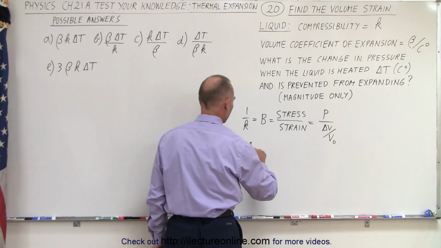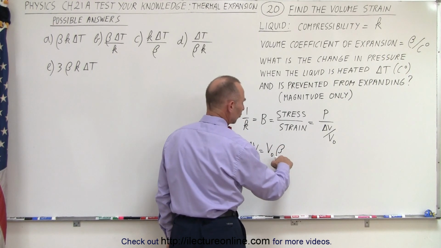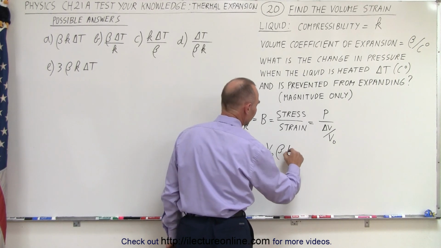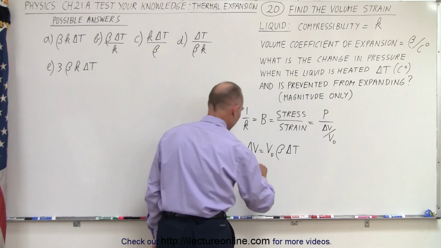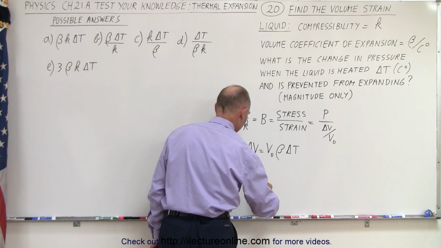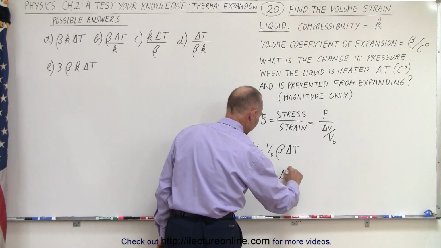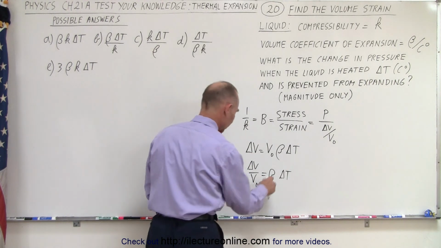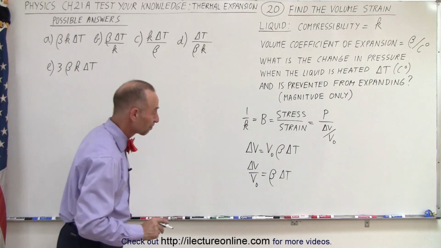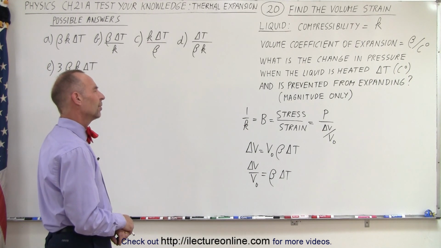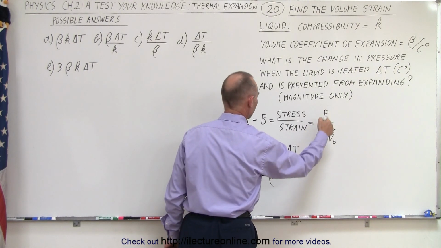So we can say that the change in the volume equals the original volume times the coefficient of volume expansion times the change in the temperature. And so if I now divide both sides by V sub naught, I get delta V over V sub naught, which is the strain, equal to beta times delta T. Now it's a funny looking beta, so let me try that again. There, much better.